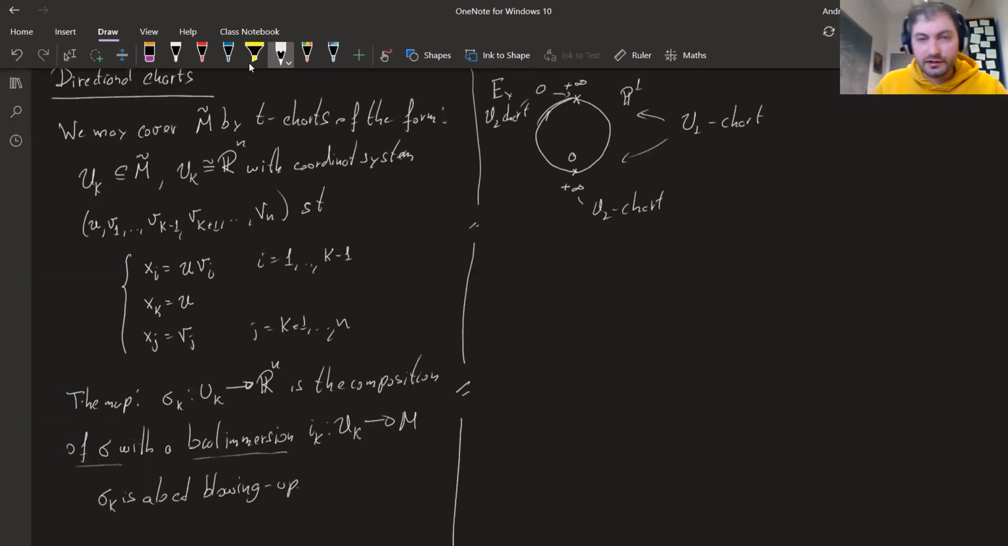So like this, we cover the projective space by k local coordinates, and each one of them is going to be what we're going to call later on local blowings up.